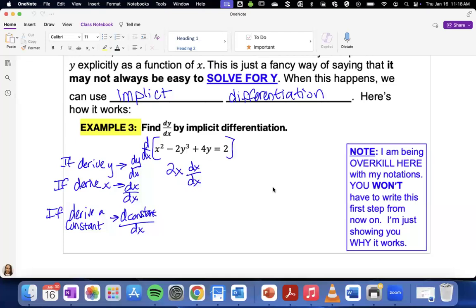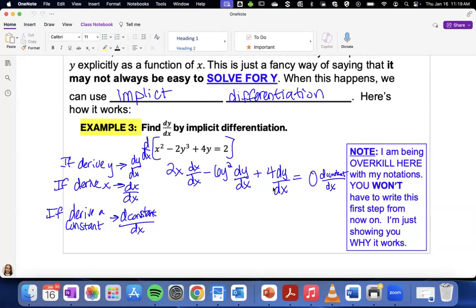So 2x dx over dx. What's the derivative of negative 2y cubed? Negative 6y squared. And what do I write next to it? dy over dx. And then I'm taking the derivative of y again. So it would be 4 dy over dx. And then equals, what's the derivative of 2? 0. So 0 times d constant, just squeeze it in, d constant over dx. Okay? It's d constant, right?